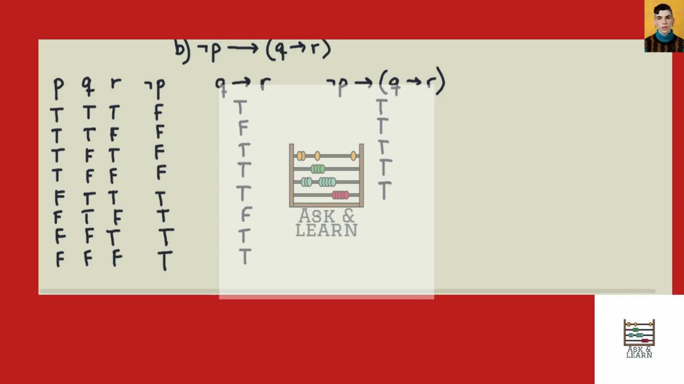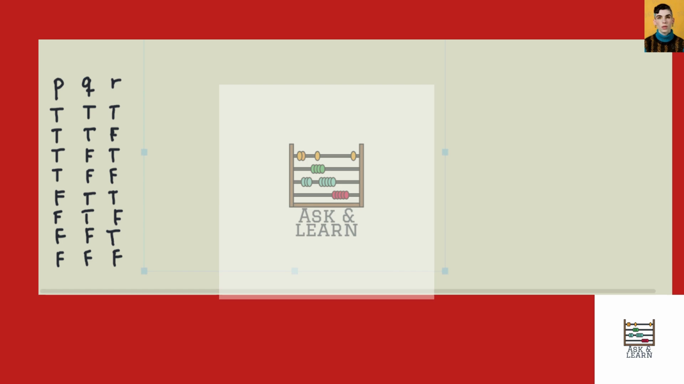True, false will be false. And the next two will be true since it's all trues. True, true. So this will be the truth table for B. Now let's get rid of some columns in order to solve for C. Delete that.